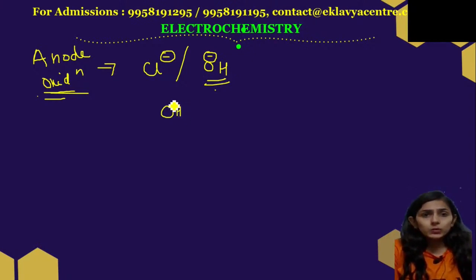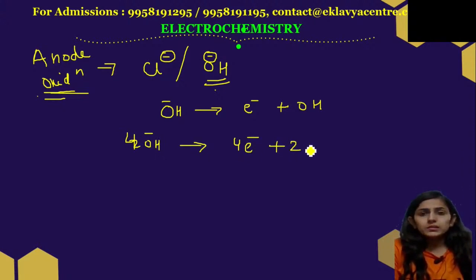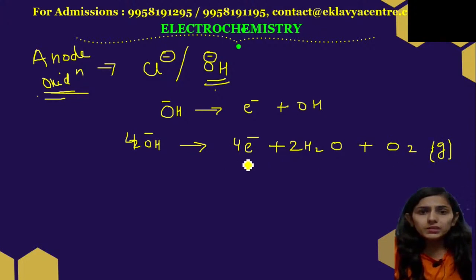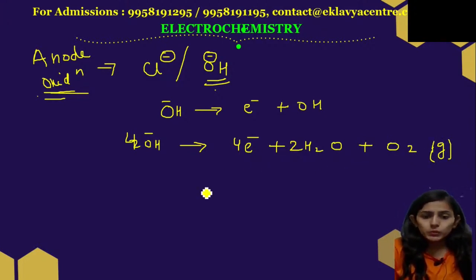So what happens is OH negative gives an electron plus OH. But can we write it like this? No. So how do we write? We write it as 4 of OH minus gives us 4 electrons plus twice of water plus oxygen gas. This is how we have to write it.